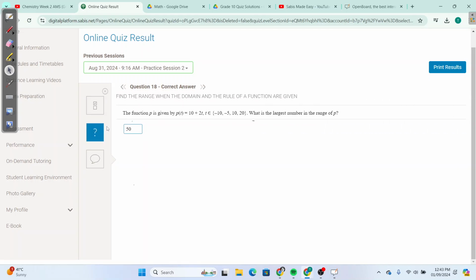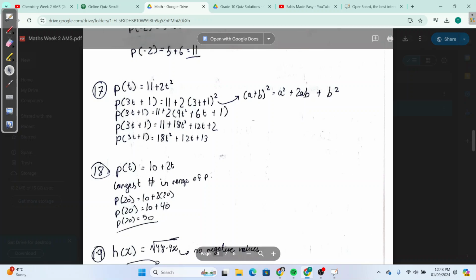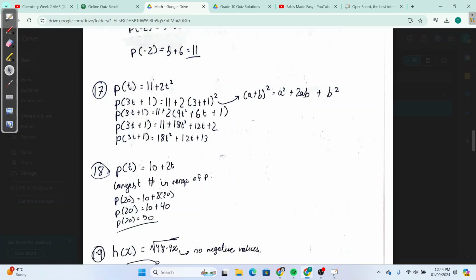Same thing here, except they want you to find the largest range. Now this is addition, so obviously it's going to be the largest number. So you just substitute the largest number in the domain, and you'd get the largest value. So P of 20 equals 10 plus 2 times 20. 2 times 20 is 40. 10 plus 40 is 50. P of 20 is 50.